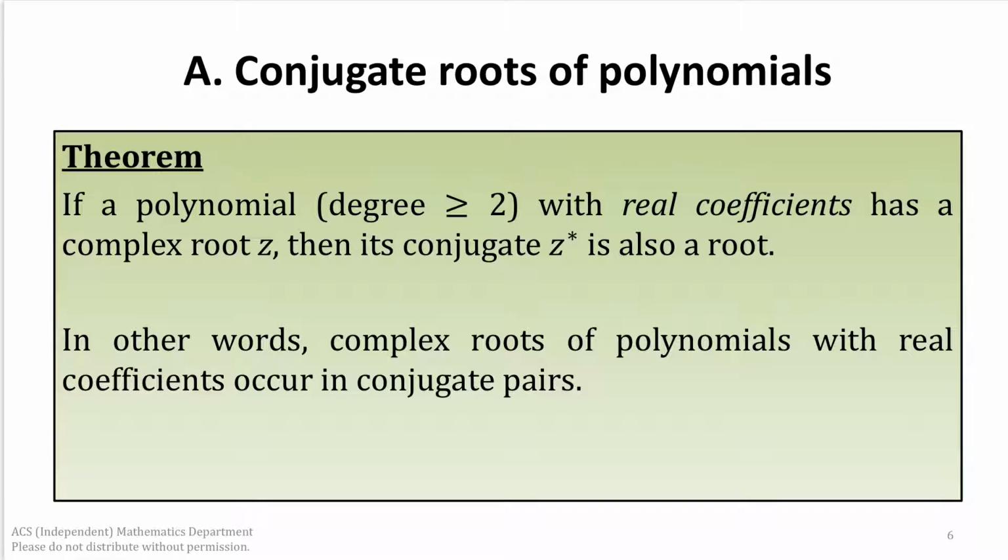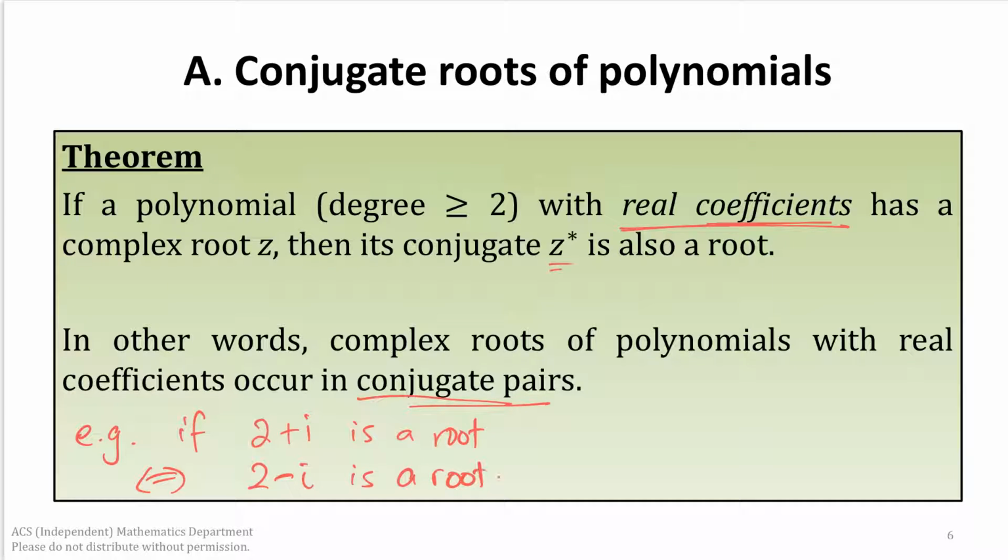Conjugate roots of polynomials. Here's the theorem. If a polynomial of degree more than 2 with real coefficients has a complex root z, then its conjugate z star is also a root. In other words, complex roots of polynomials with real coefficients occur in conjugate pairs. So for example, if the number 2 plus i is a root, then you automatically know that 2 minus i is also a root.